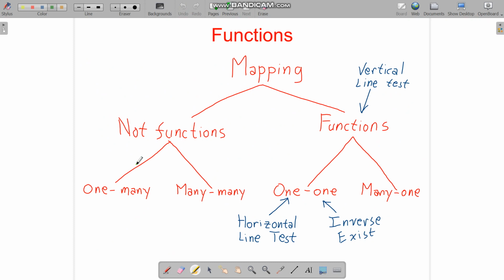So in conclusion, we have types of mapping, not functions. If it's a function, it passes the vertical line test, and if it's a one-one function, it passes the horizontal line test, and if it's a one-one function, the inverse exists. So we only care about the one-one and the functions. We don't really care about the rest.